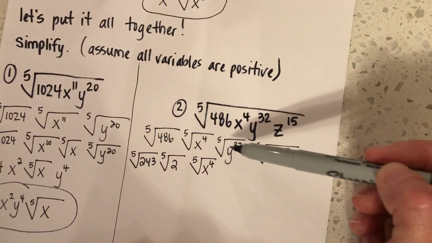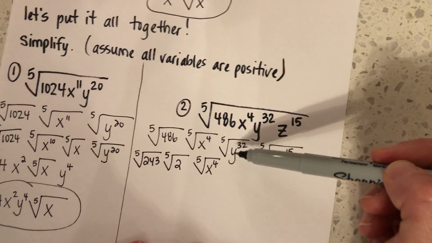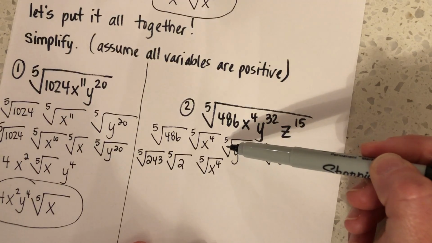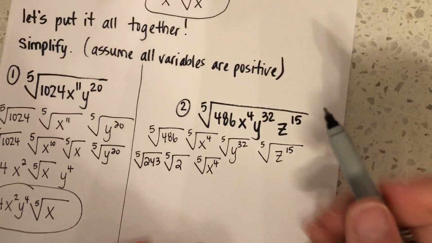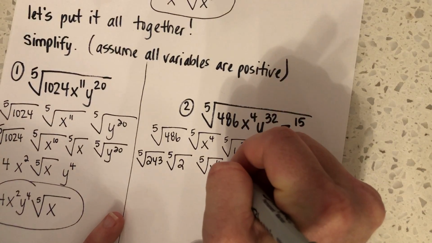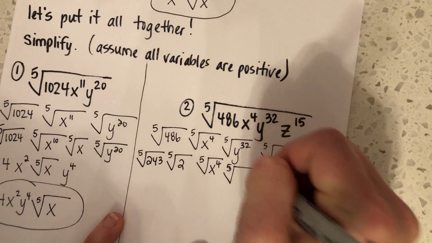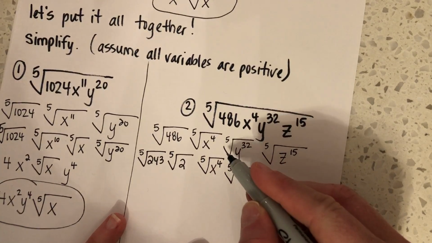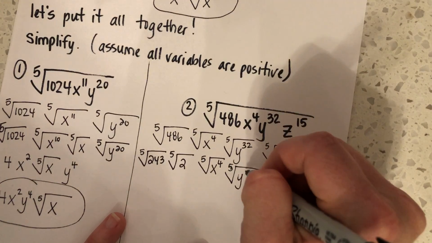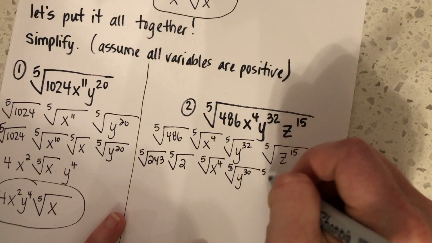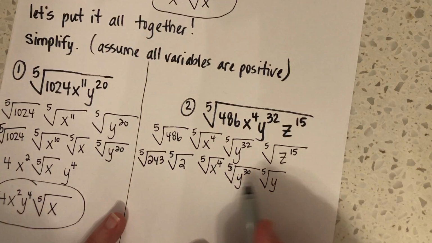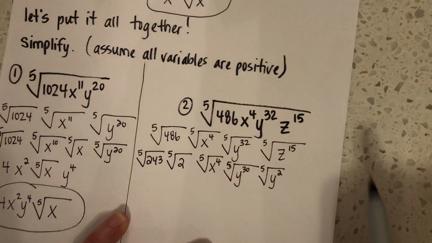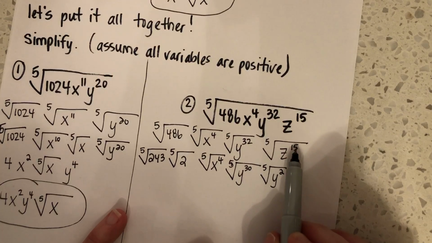The 5th root of y to the 32 is going to be y to the, does 32 divide by 5? No. So we're going to have to split him. We're going to rewrite him as the 5th root of, what's the closest number to 32 without going over that does divide by 5? It's 30. So we'll rewrite this as y to the 30th times the 5th root of, well, how many y's are left over to get back to 32? 2. All right, and then last, the 5th root of z to the 15th.